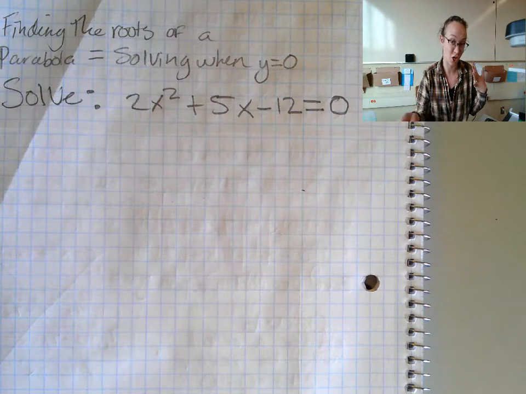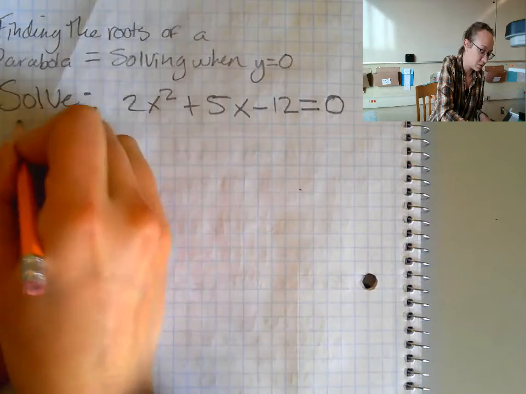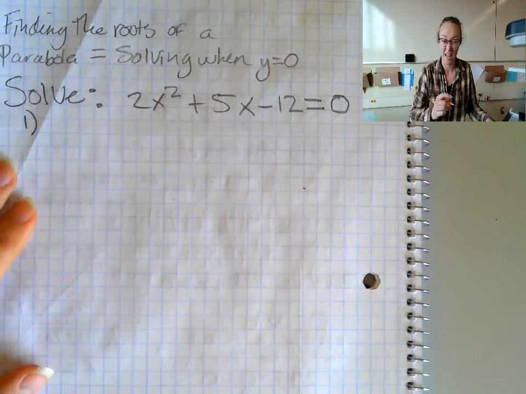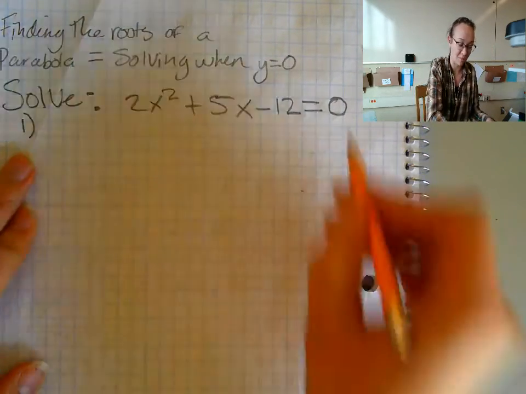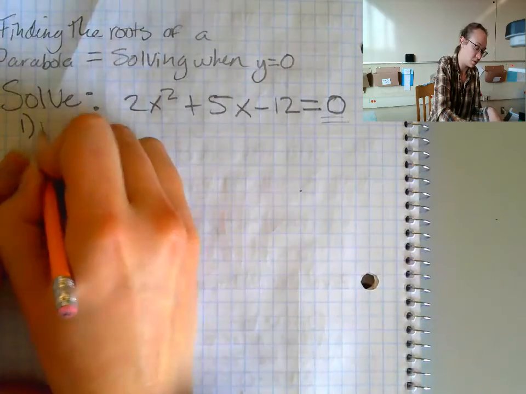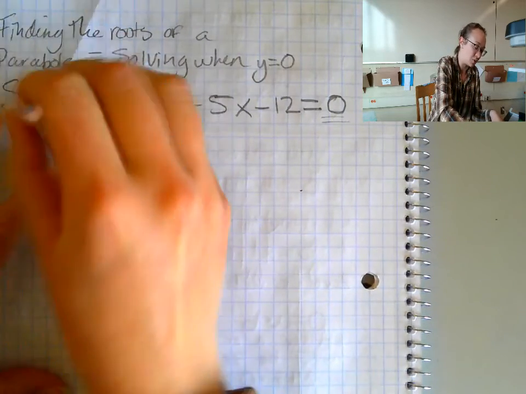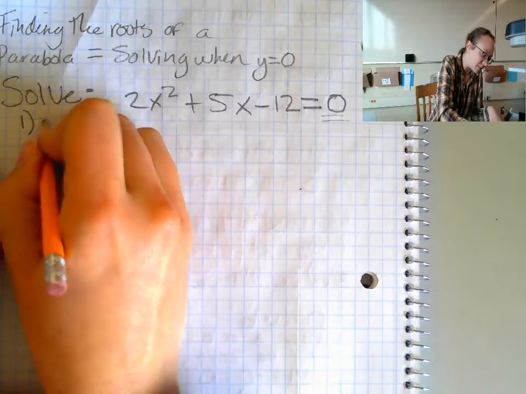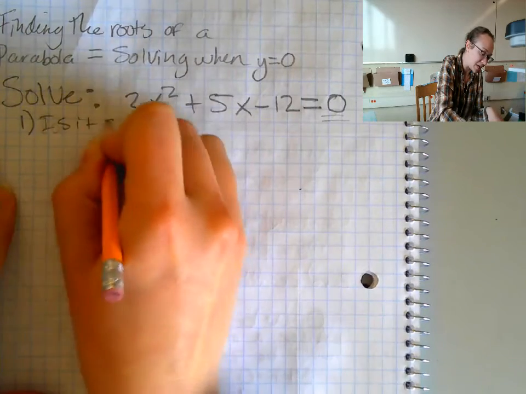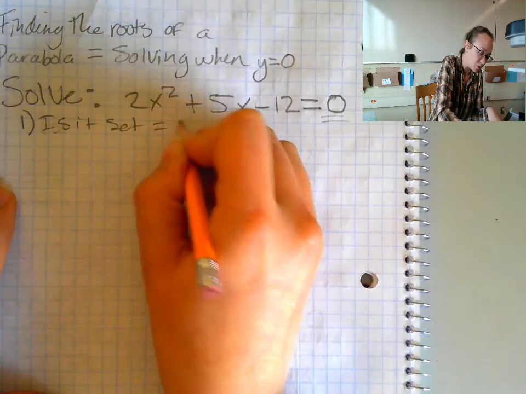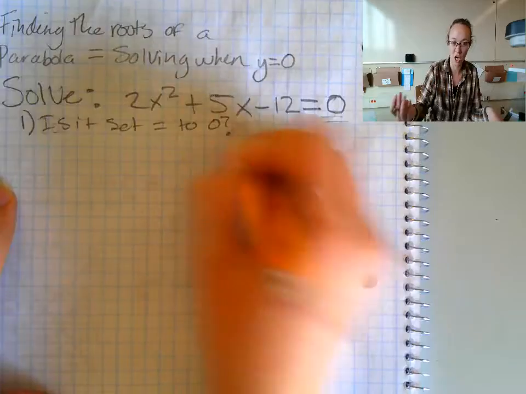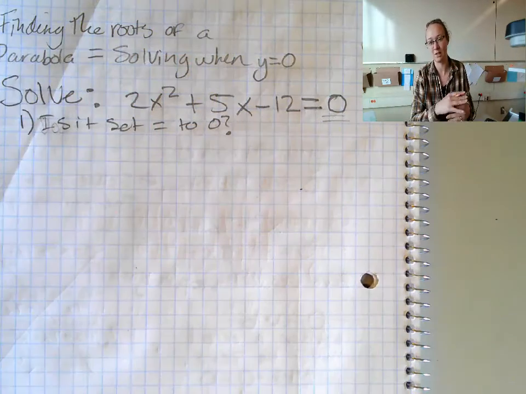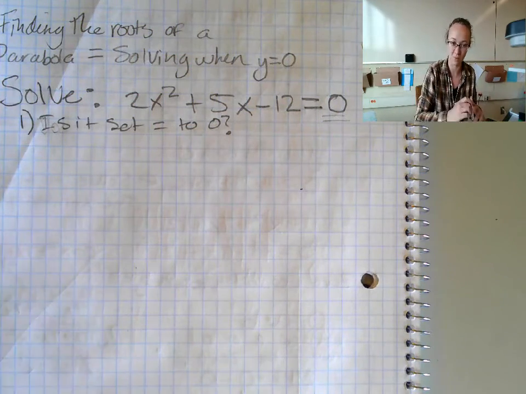Did you decide to start by factoring? That's a good thing. Actually, the very first thing you should do is check and make sure it equals 0. Is it set equal to 0? If not, subtract from both sides until you can make it equal 0, and then proceed with the next step.